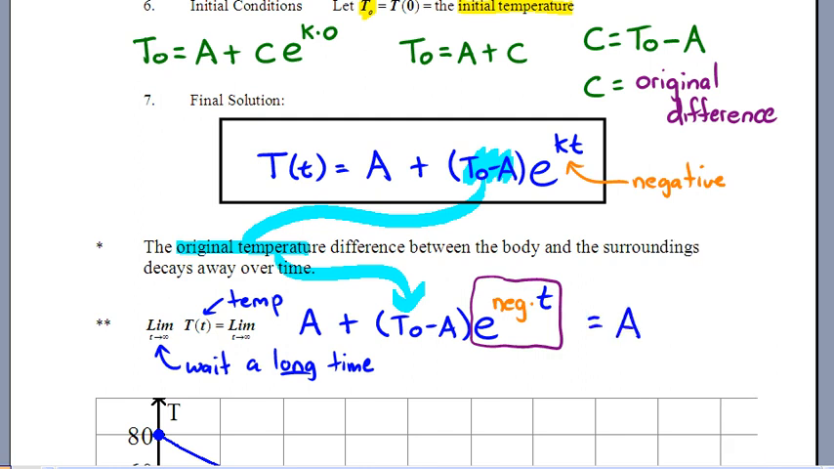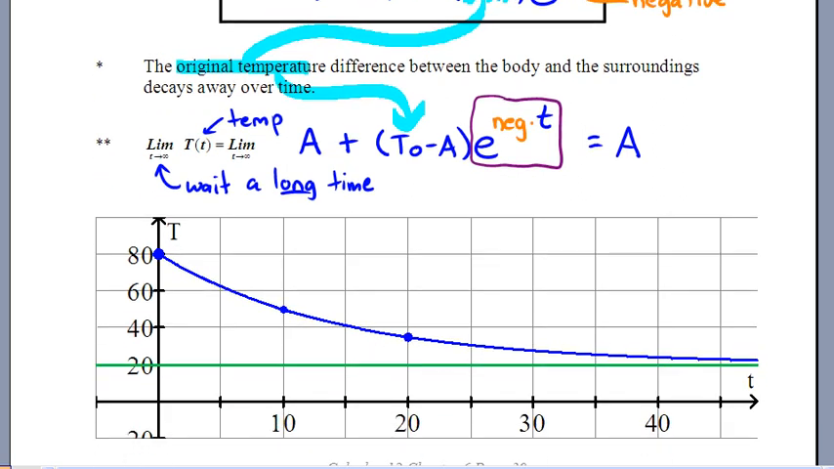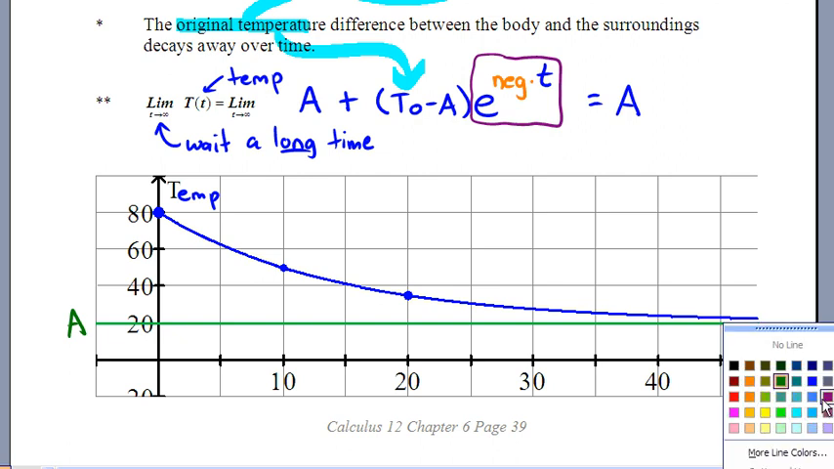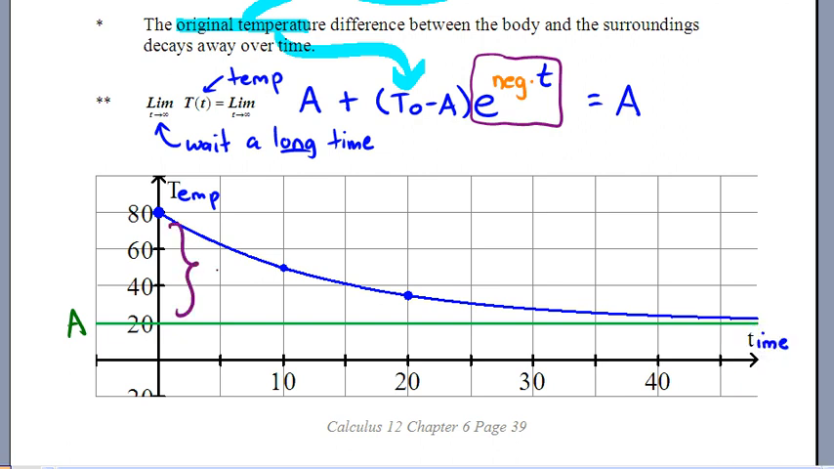So if you do a graph of this, it looks basically like exponential decay, but it doesn't go down to 0. So this might be a graph of temperature versus time. And it looks like in this story that room temperature is right here, at that A, maybe 20 degrees. And here's that original difference right here. That would be the T0 minus A, because it looks like we're starting up here in this little sketch at 80. And 80 is originally 60 above 20. Right?